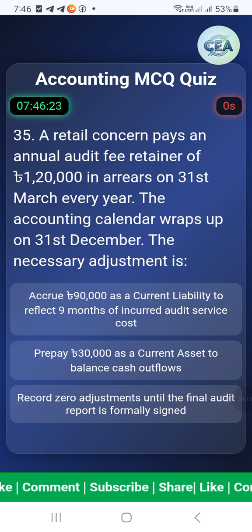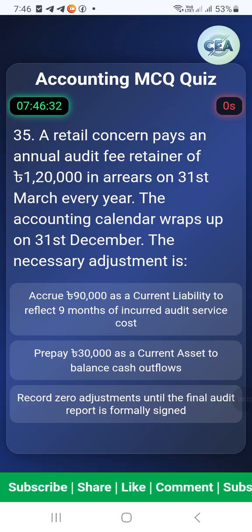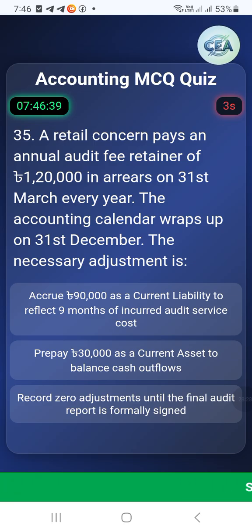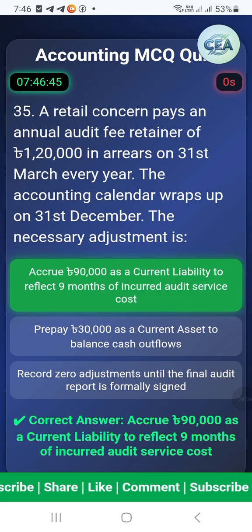Option 2. Prepay 30,000 takas as a current asset to balance cash outflows. Option 3. Record zero adjustments until the final audit report is formally signed. Correct answer is accrue 90,000 takas as a current liability to reflect 9 months of incurred audit service cost.